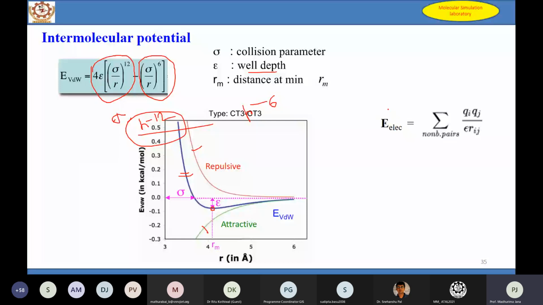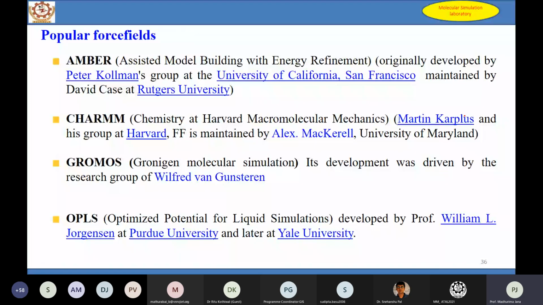So these are all the potential energy terms which together give you the force field. There are several force fields for biomolecular simulation. I'm just showing you a few of those that are very, very popular: one is AMBER, another is CHARMM, another is GROMOS, another is OPLS. All these force fields have two different parts: one is for the simulation package, and another is for the force field. Sometimes the force field is free of cost, but the simulation package you have to buy.